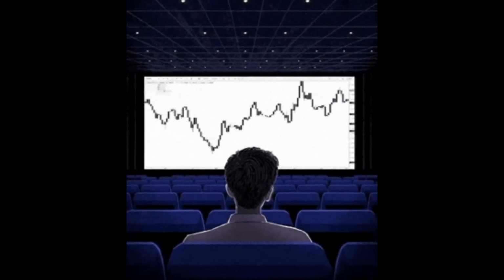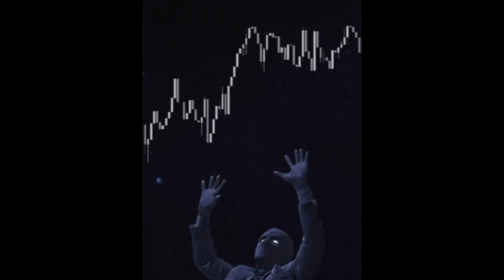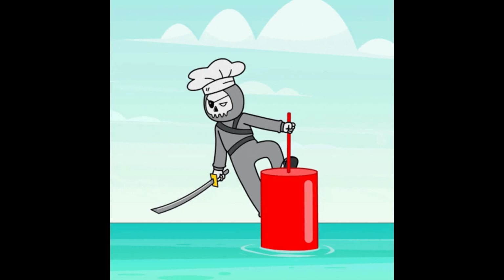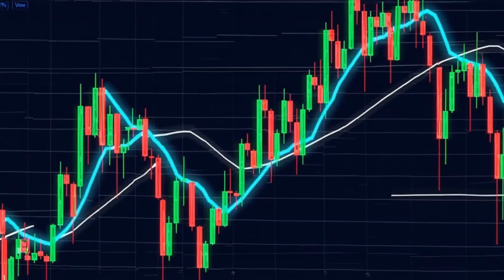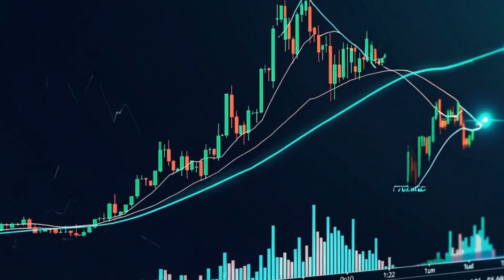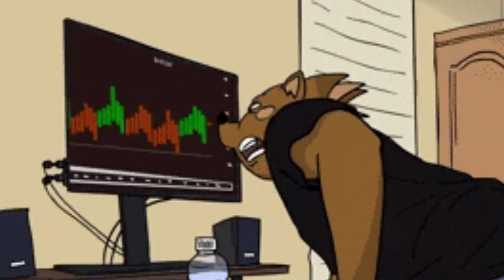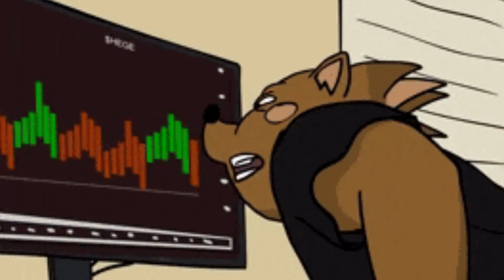Most of the time, the market just moves around. No clear trend, no clean moves, just movements that liquidate accounts. Only a small part of the time, the market actually trends, and that's when traders make real money. The problem is knowing when a trend is real and when it's just a trap.